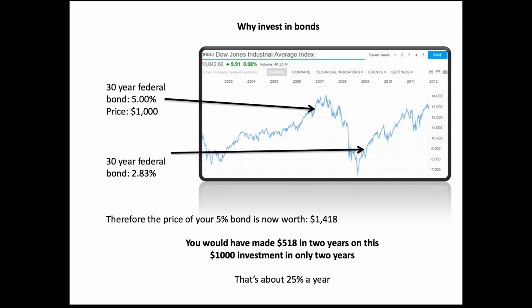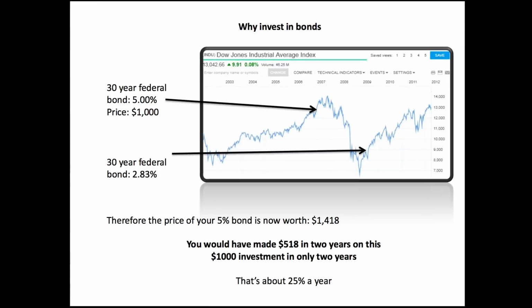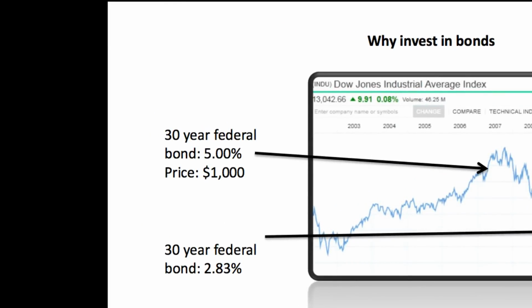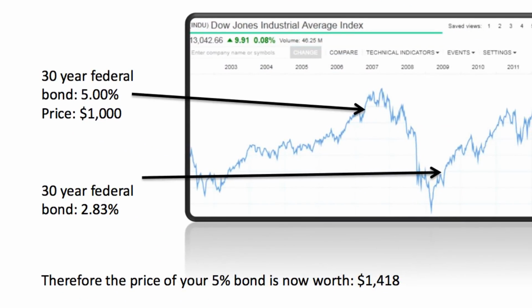So let's have some fun here. Let's assume that we bought a 30-year federal bond back in 2007 because we saw it was at 5%. And the price was $1,000 per bond. So let's just buy one bond for $1,000 back then. So then we hold on to that bond, okay, and now in 2009, the interest rates dropped down to 2.83%, okay? And when those interest rates drop and you're holding, because remember, we bought the 5% bond, so we're holding that 5% bond.